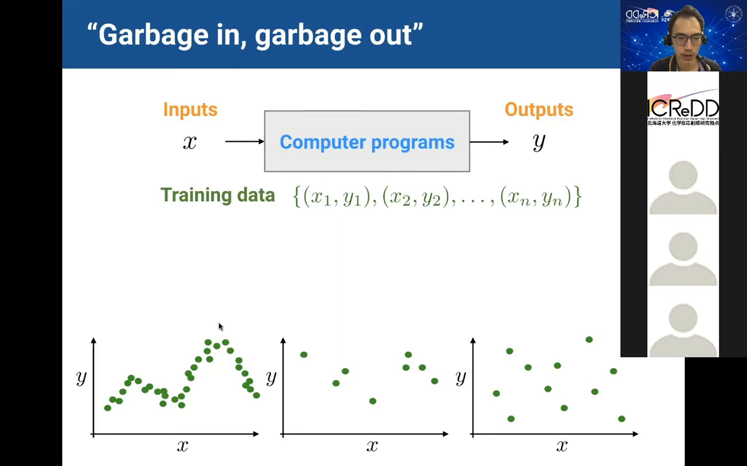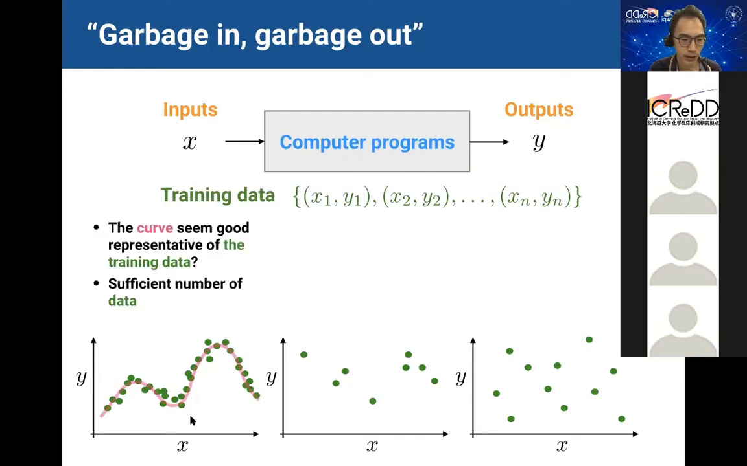We have various kinds of training data. In the first example, there seems to be some trend between x and y, and if we fit a curve, any curve, like here for example, then this curve would be a good representative of the training data. It captures the trend of the training data here, and it seems we have enough data.